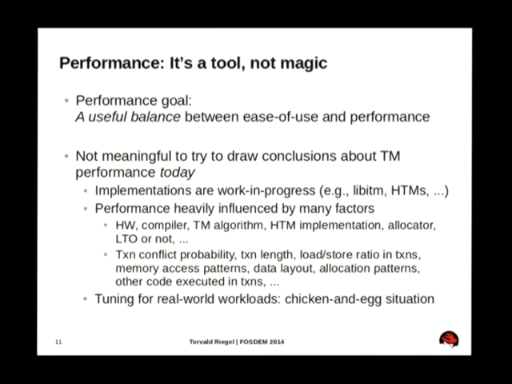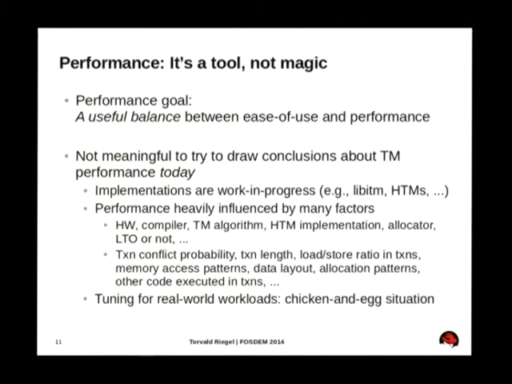performance heavily relies on a lot of factors, many more than might be obvious. So for example, it relies on the hardware, obviously. It relies on the compiler, what kind of code it generates, the actual TM algorithm used, and the HTM implementation. For example, how many memory accesses can it track for transactions? What kind of cache or dedicated buffer does it use to actually track accesses? Which other instructions can it handle, right?